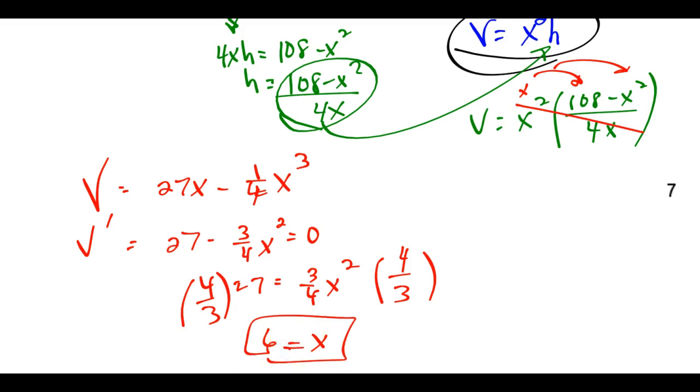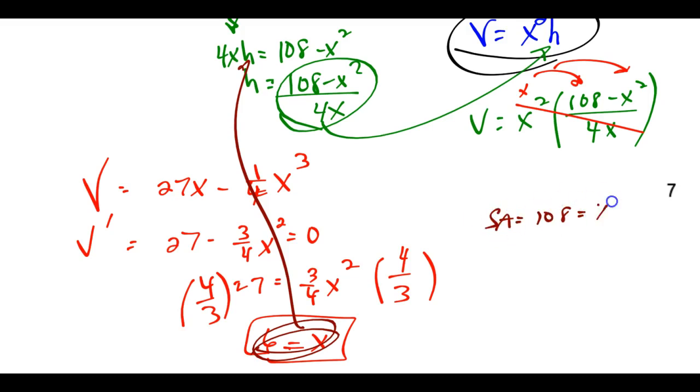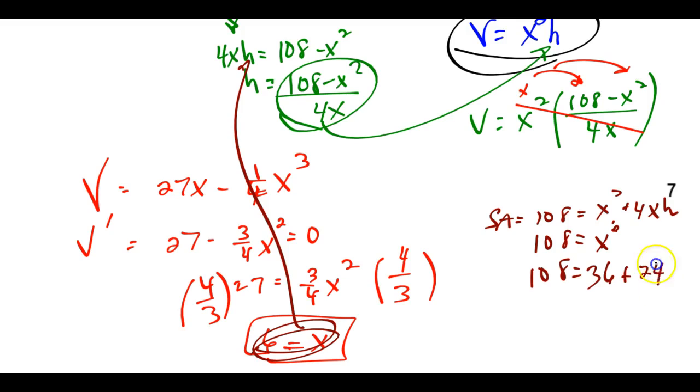Once I decide that x is 6, I can find the dimensions of h by plugging that back into this formula. So remember the surface area was 108, x squared plus 4xh. So I'll just solve for this thing. Let's see, x is 6. So 6 squared, 36 plus 24 h's. So 72 equals 24h, and h will equal 3. So now I've got everything I need to know.